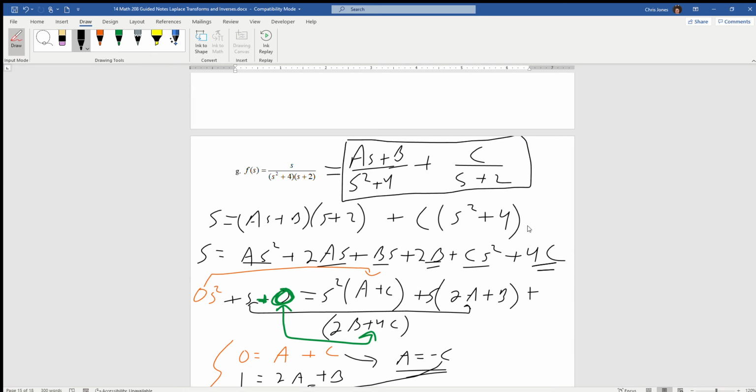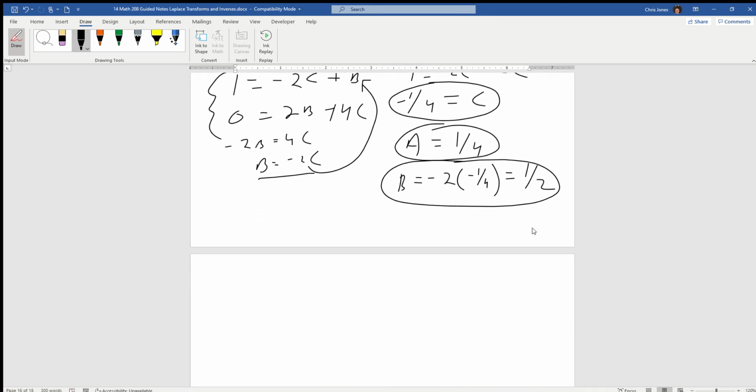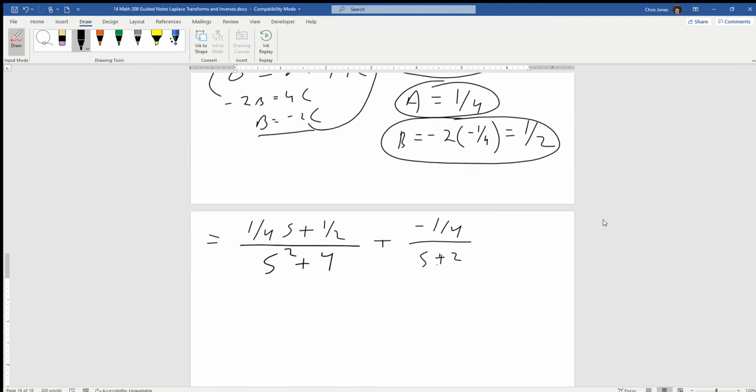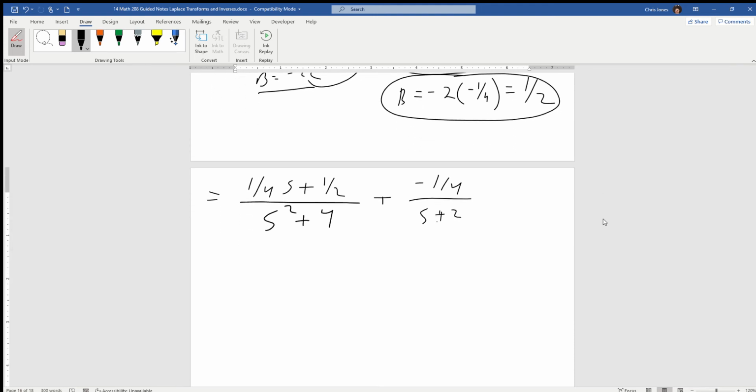Okay, so let's just substitute A, B, and C back in. And so now we're going to get a decomposition of (1/4 S plus 1/2) over (S squared plus 4) plus C, which was negative 1/4 over S plus 2. And now we can go ahead and try to find the inverse Laplaces of these expressions. Now, we're going to have to be a little bit slick about the first one.